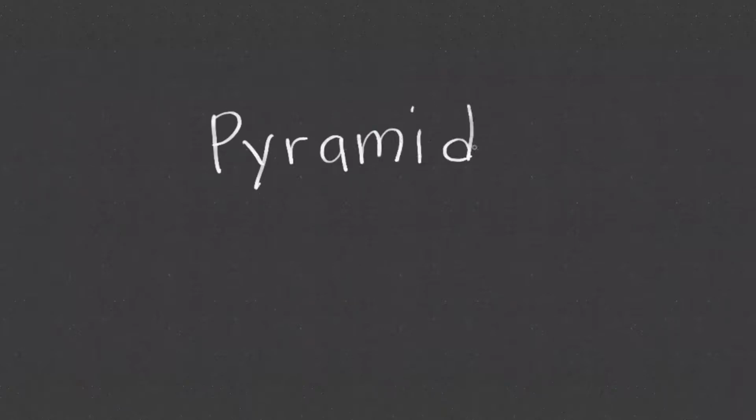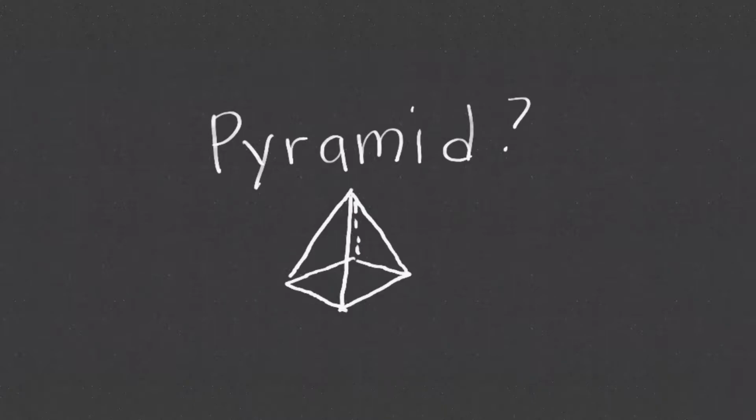Today's video, we're going to learn how to solve the volume, surface area, and the lateral area of a pyramid. So first of all, what is a pyramid? A pyramid is a polyhedron for which the base is a polygon and all lateral faces are triangles. Let's have some examples.